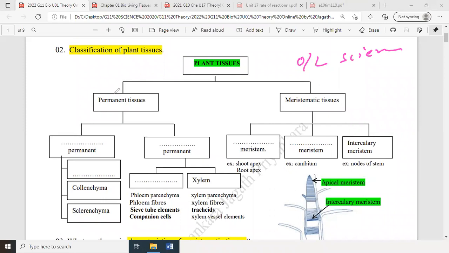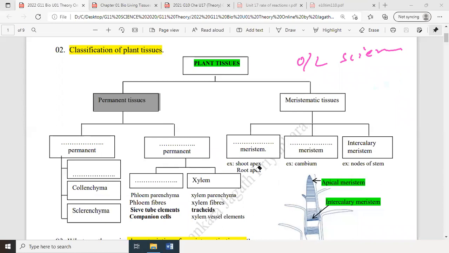Why is it called permanent? Permanent means they are already specialized to perform a definite function. They are not going to change the job. Meristematic tissues are still growing, dividing cells. They are not specialized for an organ. Actually, they are responsible for the growth.